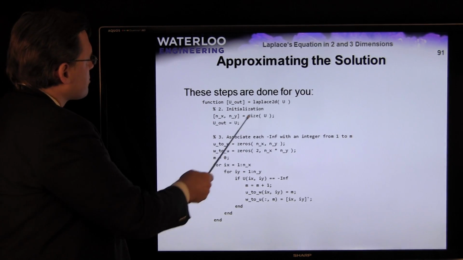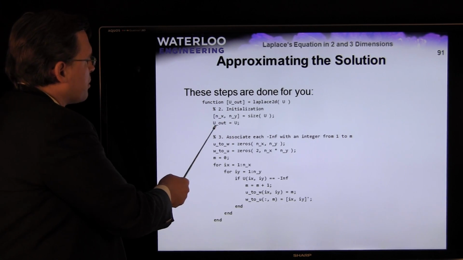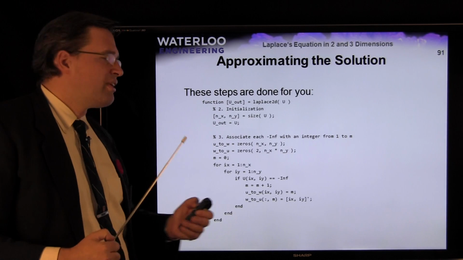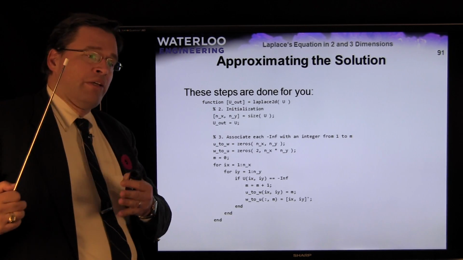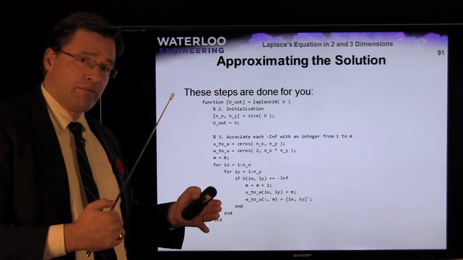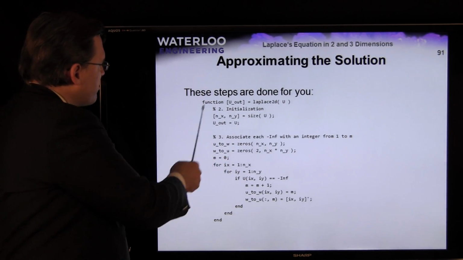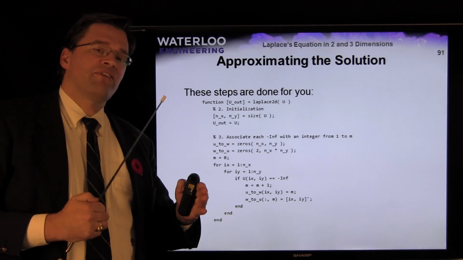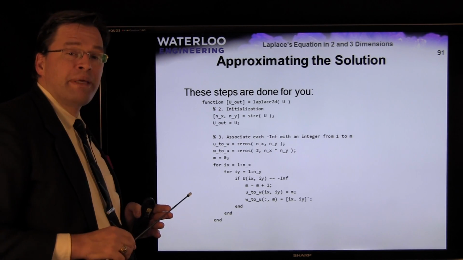Here we're getting the size of the matrix. We're creating an output matrix. The output matrix is just going to be a copy of the input matrix. Now we have to go through, you of course are going to be checking it for your boundary conditions, right? That's your error checking. But anyway, once we've done our initialization, now we have to associate each negative infinity with a number between 1 and m. Well, we don't even know what m is.